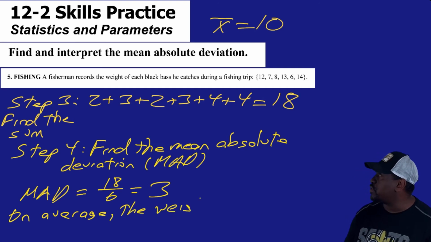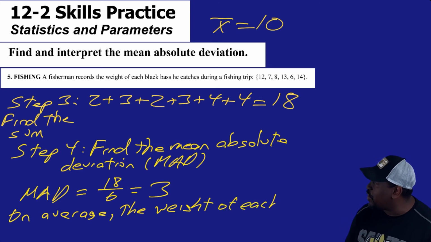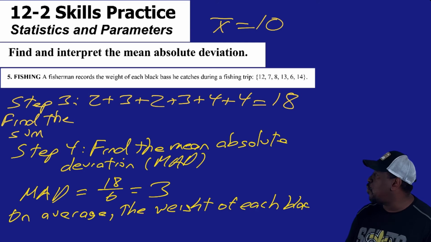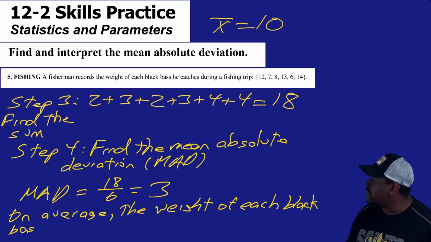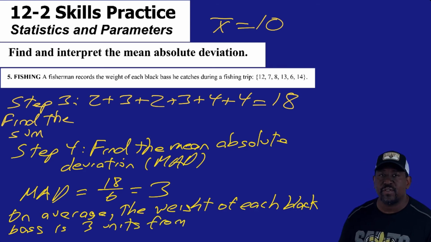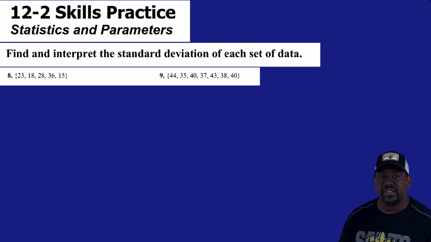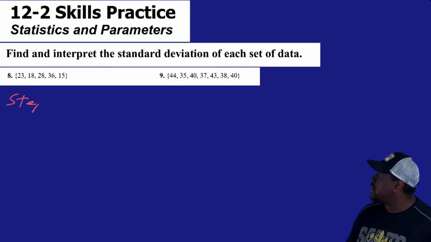And so we want to interpret that answer. The NOLA Mathman says, on average, the weight of each black bass is 3 units from the mean of 10. And so that's how you summarize. That's how we do it.